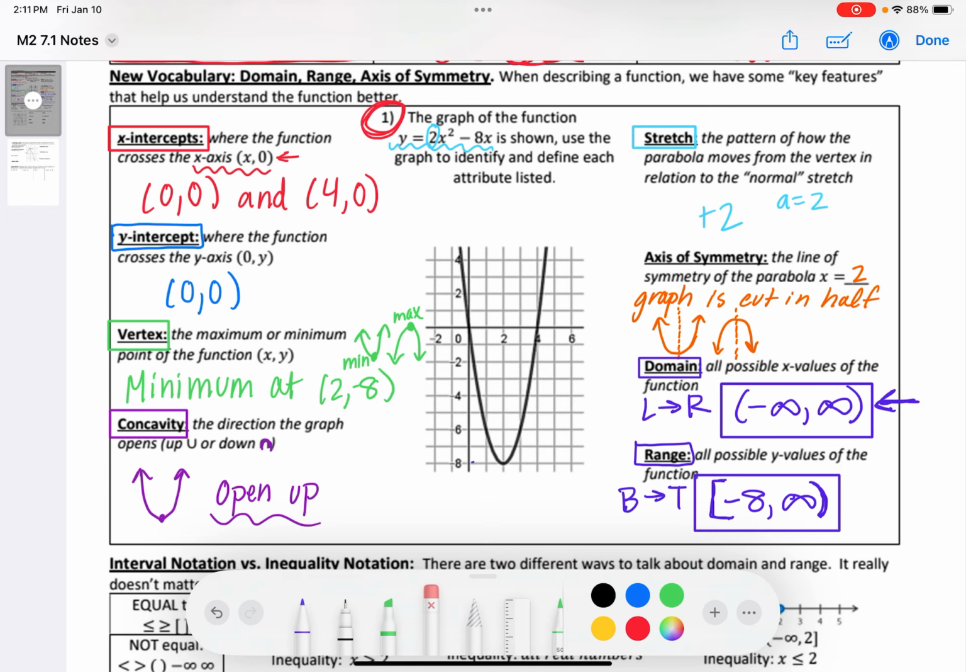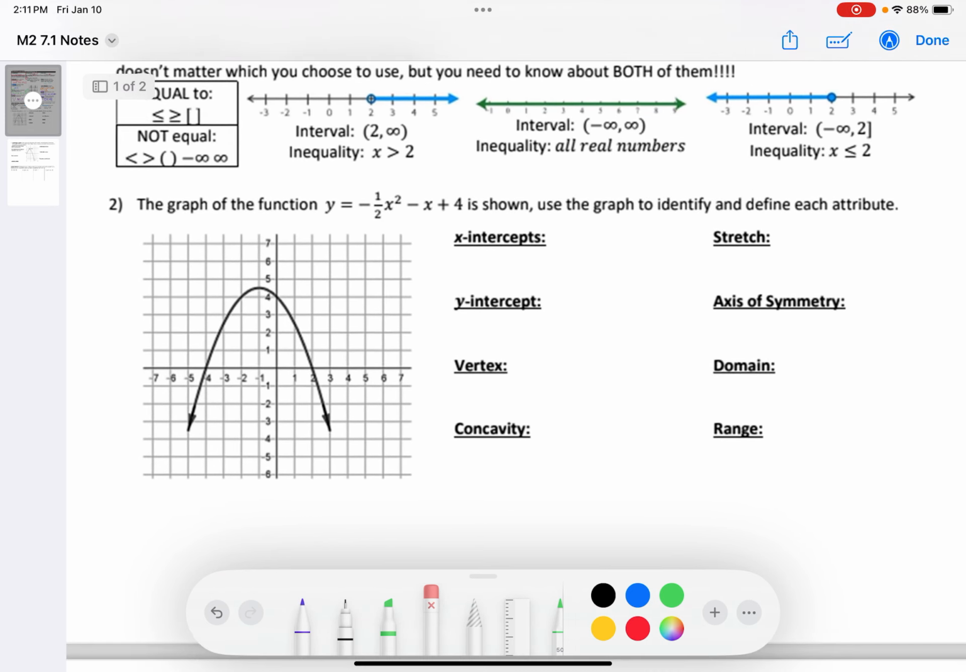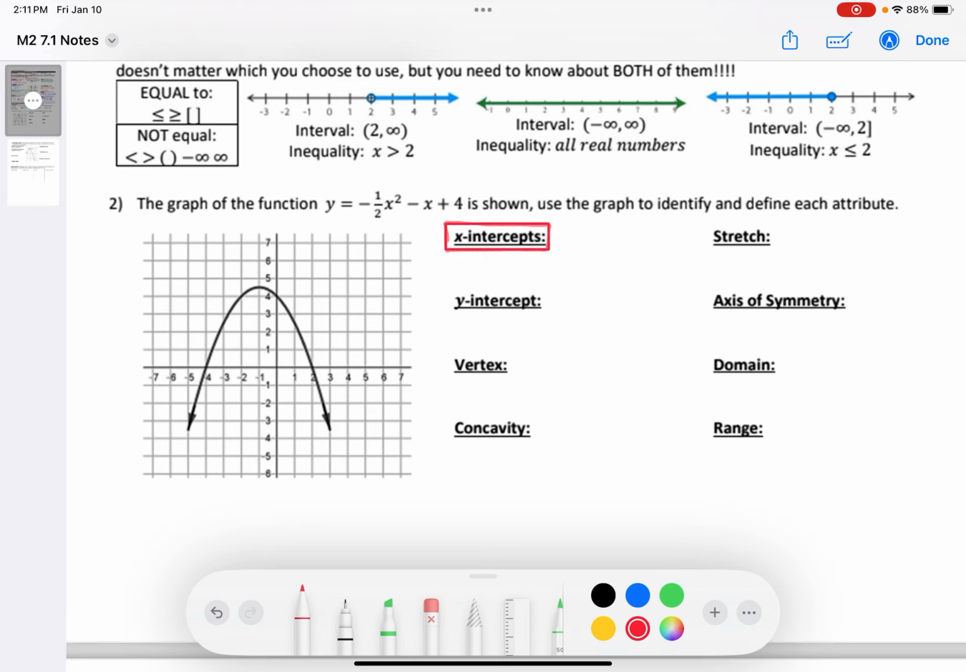So now let's go over an example in your notes. Let's go over number 2. The graph of the function y equals -1/2 x squared, -x plus 4 is shown. Use the graph to identify and define each attribute. Let's start with x-intercepts. X-intercepts are where the function crosses the x-axis. The x-axis again is right here. So it crosses it twice.